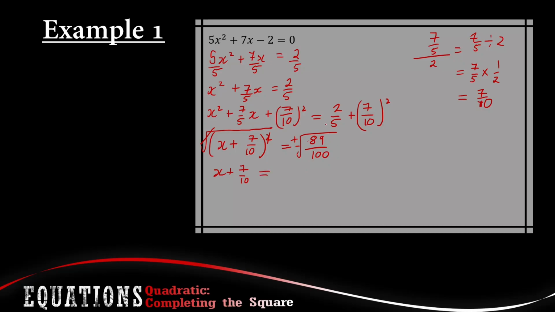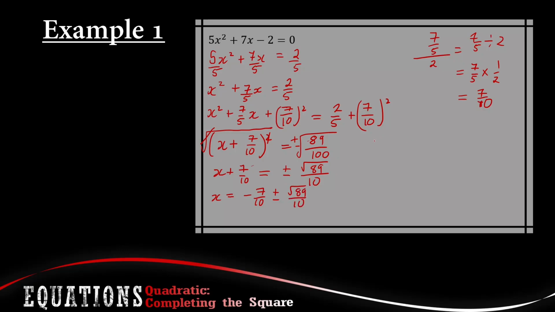And then here the 100 can come out, so we'll just have plus or minus the square root of 89 over 10. If we take the square root of 100, it goes back to 10. And then finally we can just take the 7 over 10 over to the other side, and this will give us negative 7 over 10 plus or minus square root of 89 over 10.